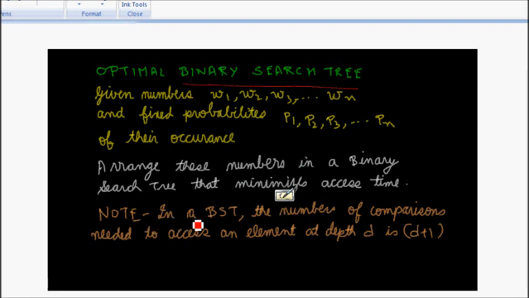And we have to note that in a binary search tree, the number of comparisons that we need to do to come to an element at depth d is d plus 1. So that is quite simple. Let's take one example. So first, what is a binary search tree?